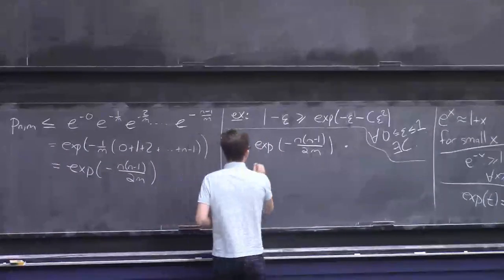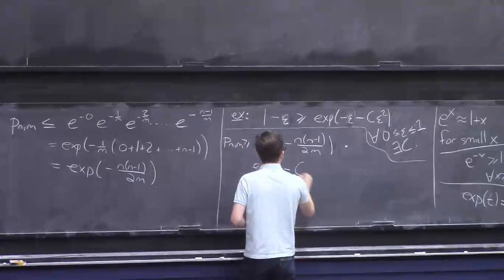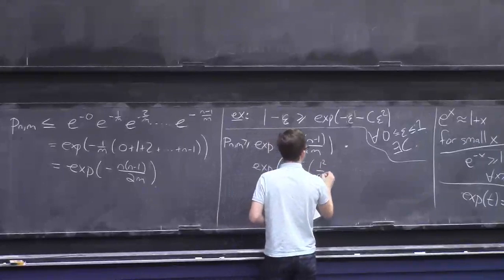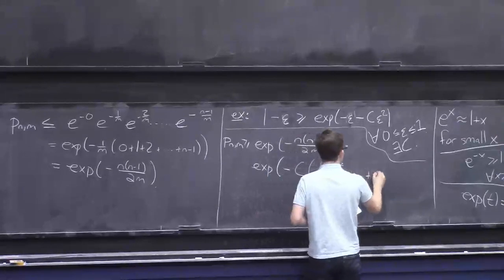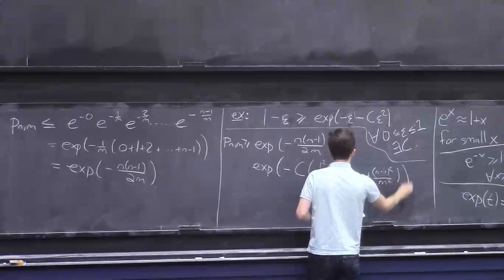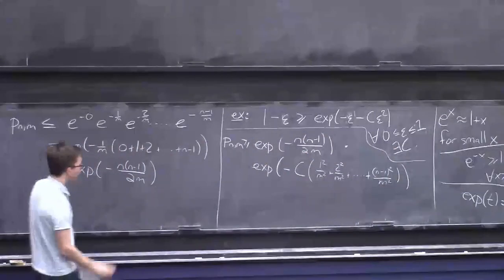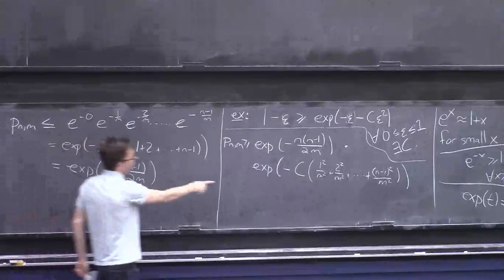So we'll get times exp. We factor out the minus c. And we'll get like 1 squared over m squared plus 2 squared over m squared plus dot dot dot plus n minus 1 squared over m squared. Okay, sorry the c's also look like parentheses, but there we go. Okay, and so this m squared can come out here.